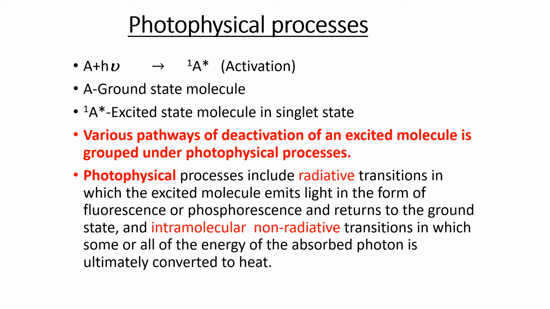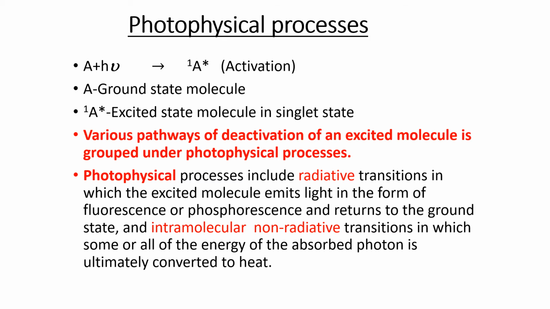So photophysical processes consist of two processes. In one, the excess energy is liberated in the form of heat, that is non-radiative transition. In the other, the excess energy is liberated in the form of radiation, that is called radiative transition. If the excess energy is liberated in the form of heat, the transition is non-radiative, otherwise called radiation-less transition.